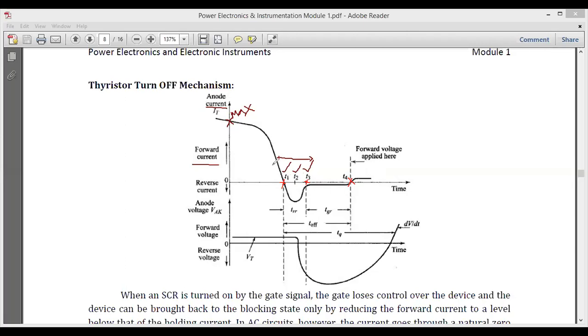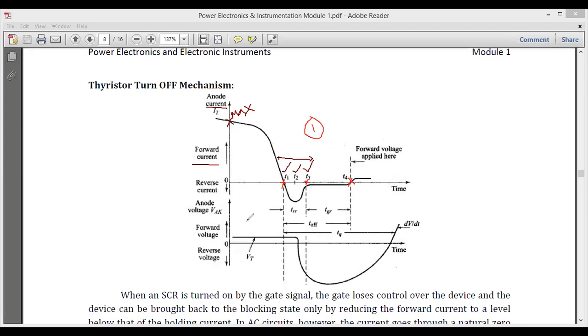In the first graph, there are two important things you can see here. One is the forward current, and another is the forward voltage applied. So there are two graphs we can see here. Based on these two graphs, let us try to study how the SCR gets turned off, or when the SCR will get turned off.